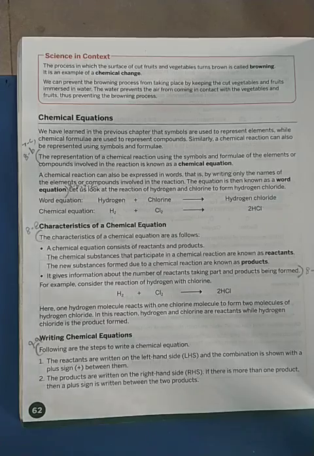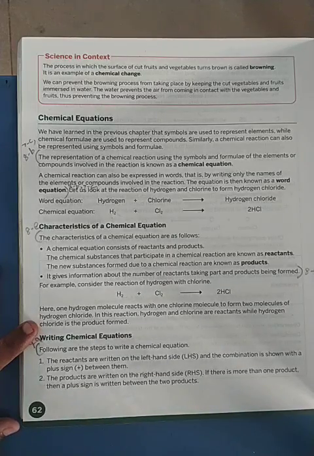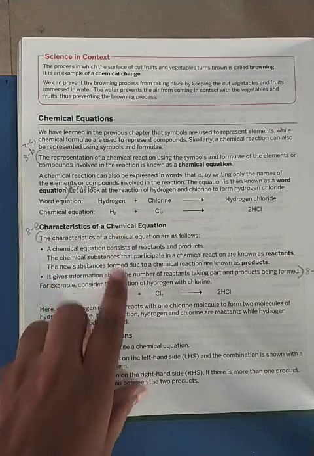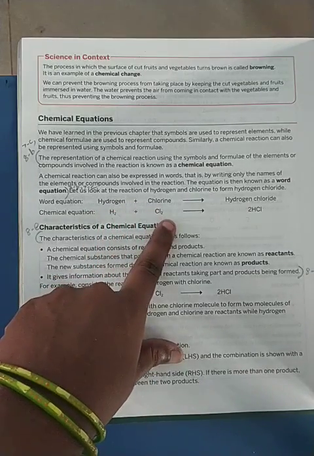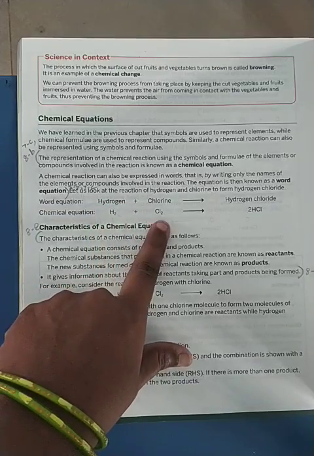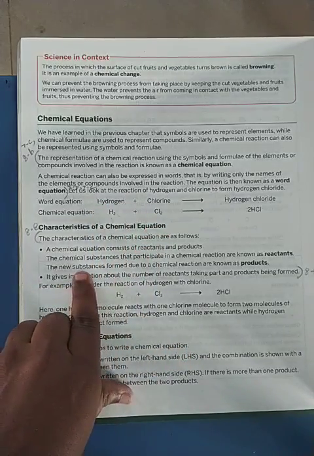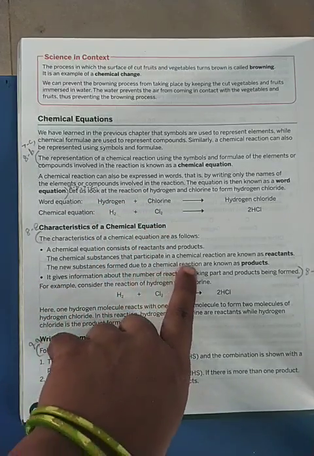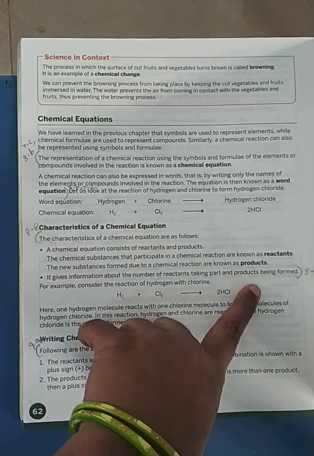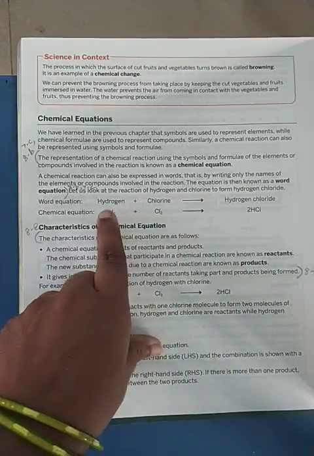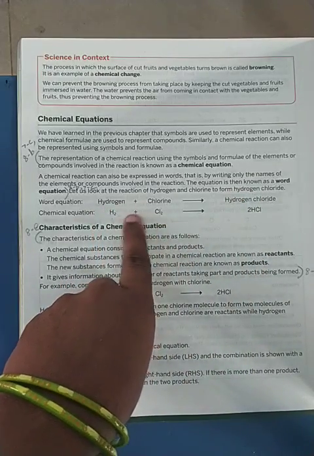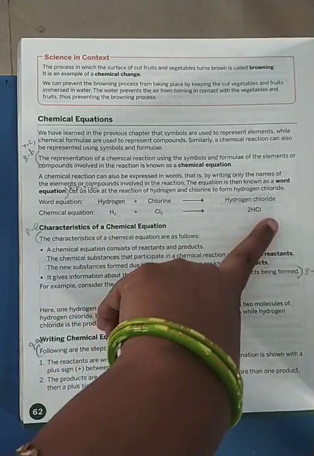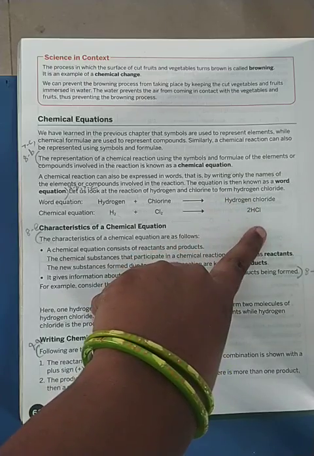Or that they are going to take part in that particular reaction. Now, accordingly, what will be the two things which will be taking part in this reaction? It is hydrogen and chlorine. So these two will become the reactants, and the new substance formed due to the chemical reaction is known as the product. So what is the final substance which we are getting after these two things get reacted? It is called the product.